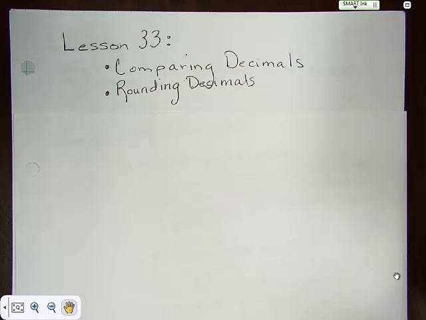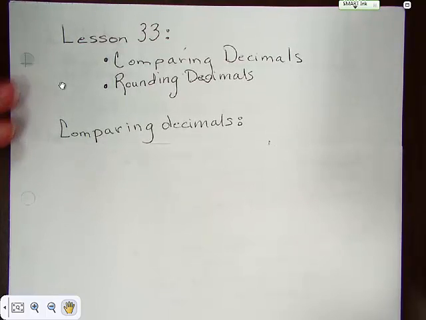We're going to start out by talking about comparing decimals and rounding decimals. Now, it's really a pretty easy process, but I want to just take a few minutes and give you some steps that make it just a little bit easier.